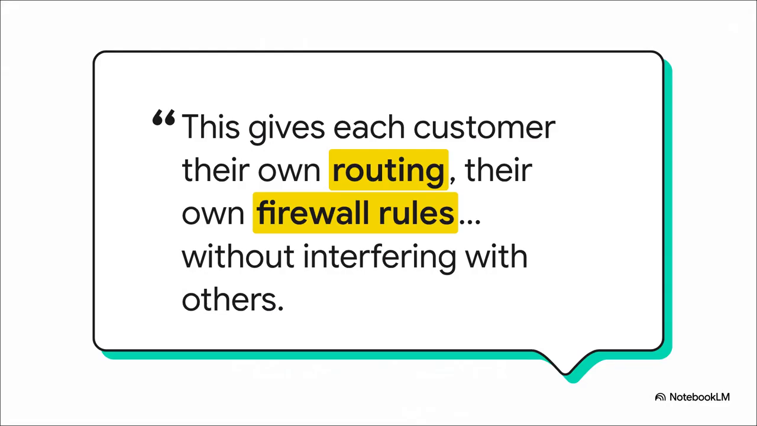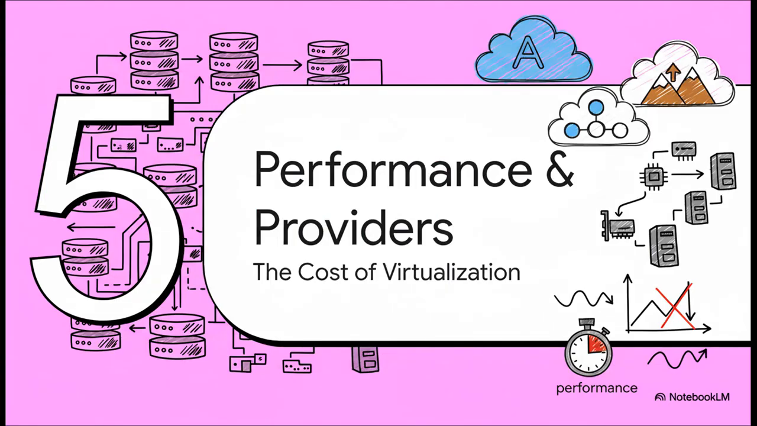And the result of all this is pretty incredible. Because every customer's traffic is sealed in its own uniquely labeled envelope, you can have literally thousands of different companies running on the same physical gear, each with their own completely custom and private network rules, and they will never, ever bump into each other. It's genius. Now, this all sounds amazing, but you might be thinking, is there a catch? Is there a performance hit for all this virtualization? Let's talk about that, and then see how the big three cloud providers, AWS, Azure, and Google, tackle this challenge.